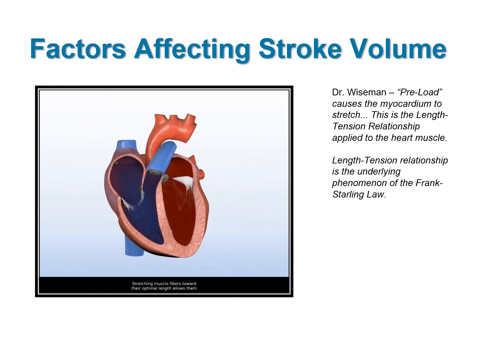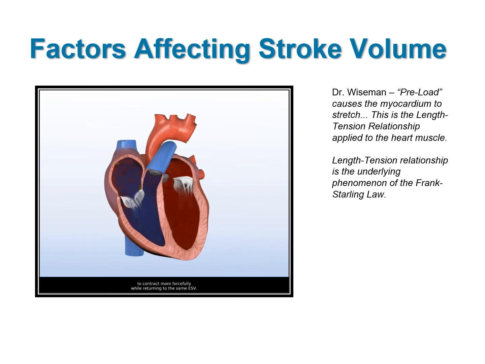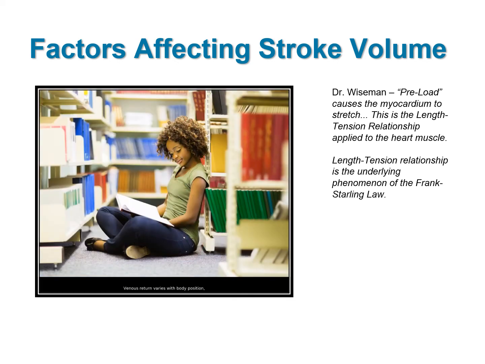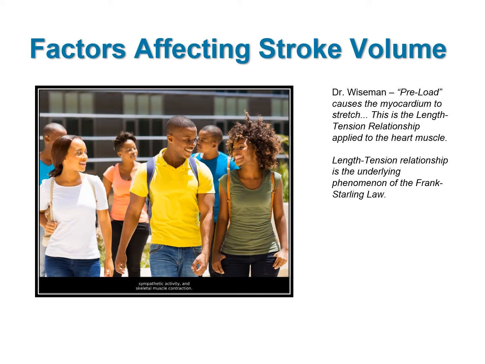Stretching muscle fibers toward their optimal length allows them to contract more forcefully while returning to the same ESV. EDV, and therefore preload, is affected by changes in venous return, the rate of blood entering the heart. Venous return varies with body position, sympathetic activity, and skeletal muscle contraction.